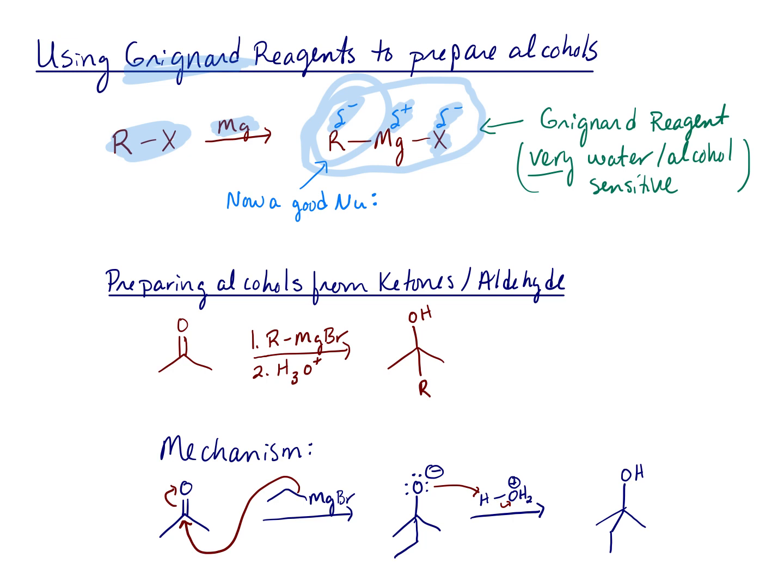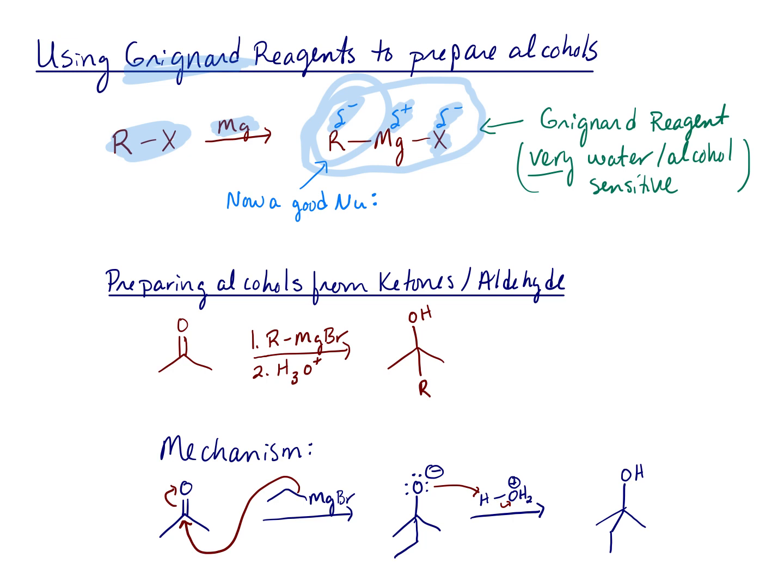However, Grignard reagents are very sensitive to anything that's a proton donor. So waters, alcohols, they will not work with carboxylic acids for that reason. So here's how we can work with those.